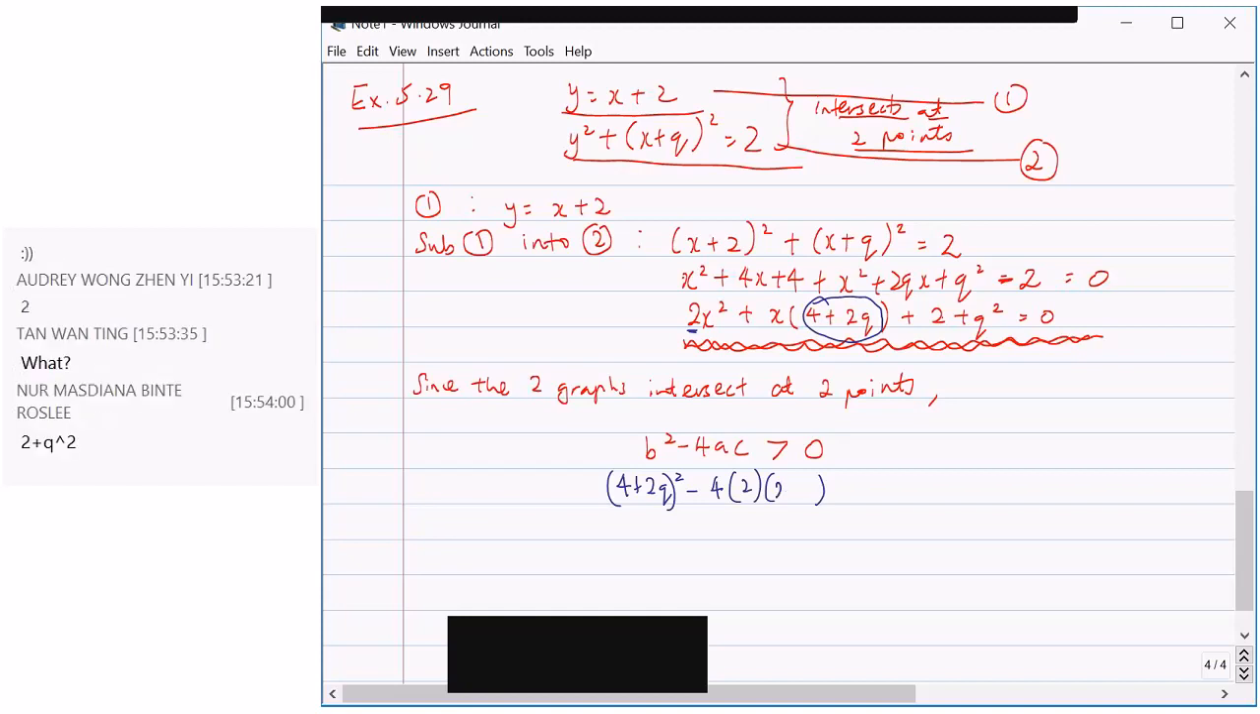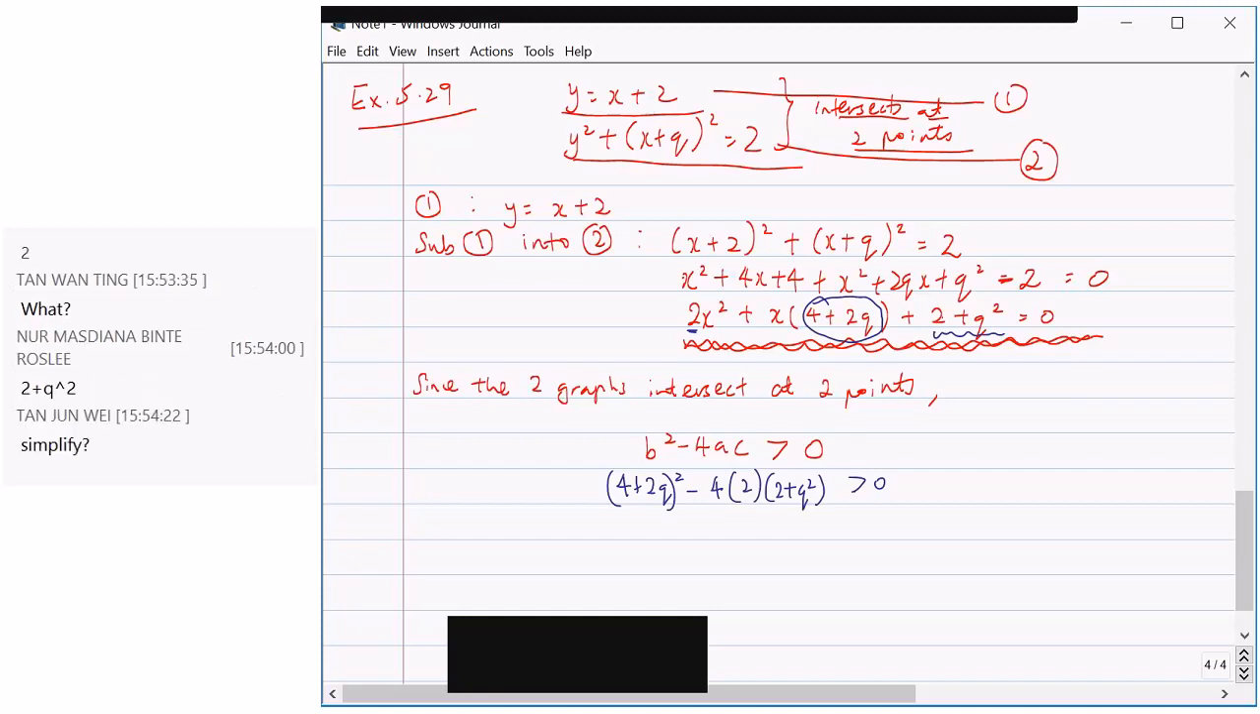Yep, 2 plus q squared. This part. So this whole thing must be bigger than 0 because the discriminant must be bigger than 0. Okay, up to here? Junwei, can you tell me what do I do now? Yep, expand and simplify. We can't do anything else except to expand, right?